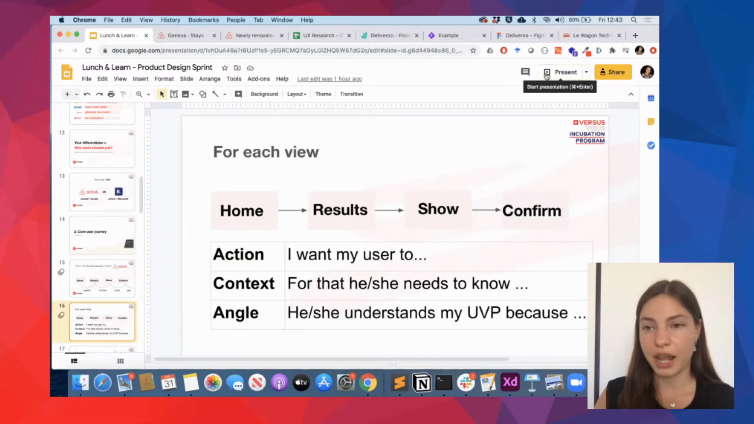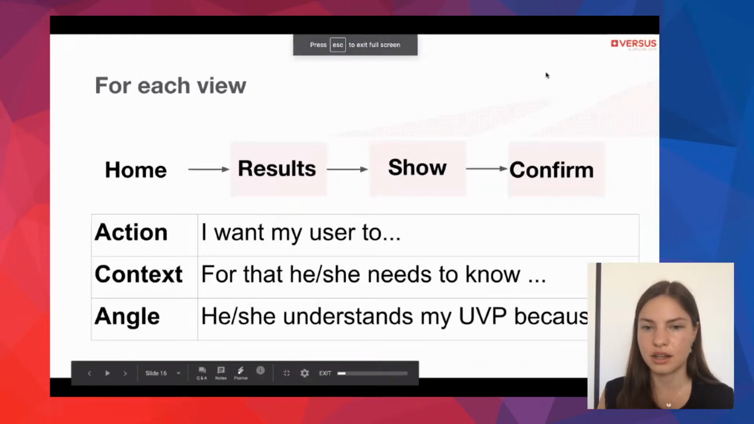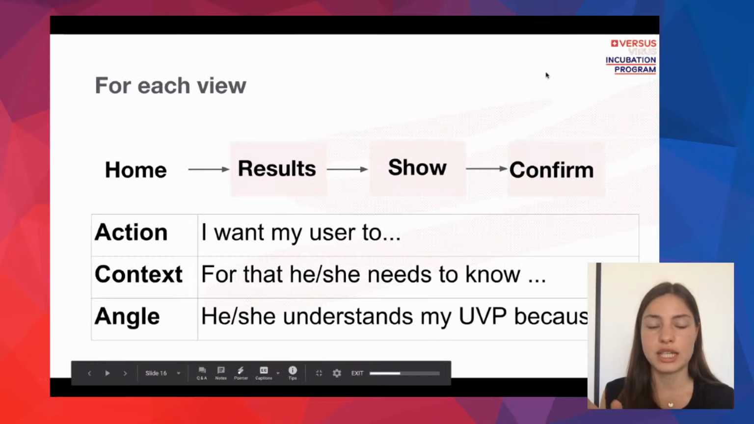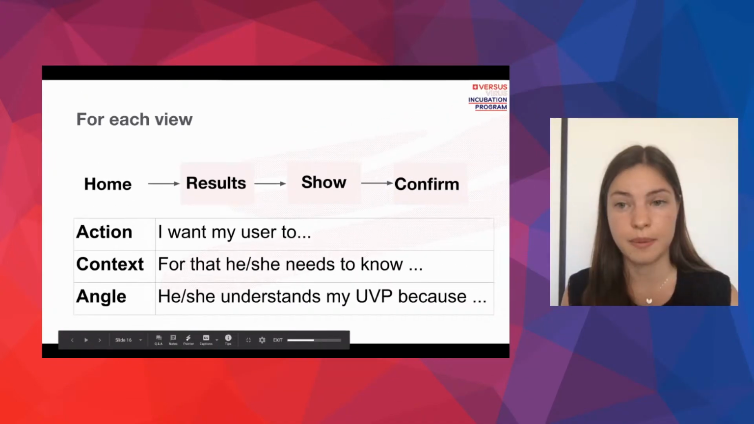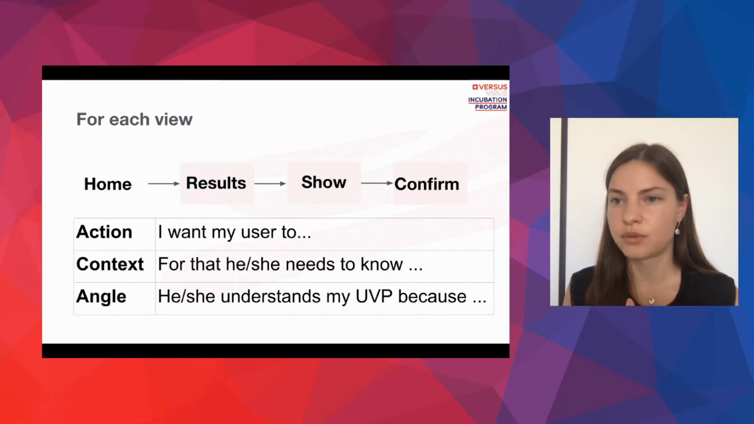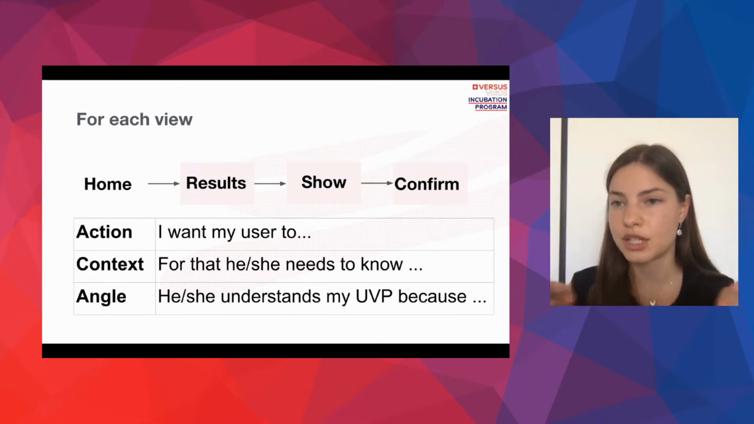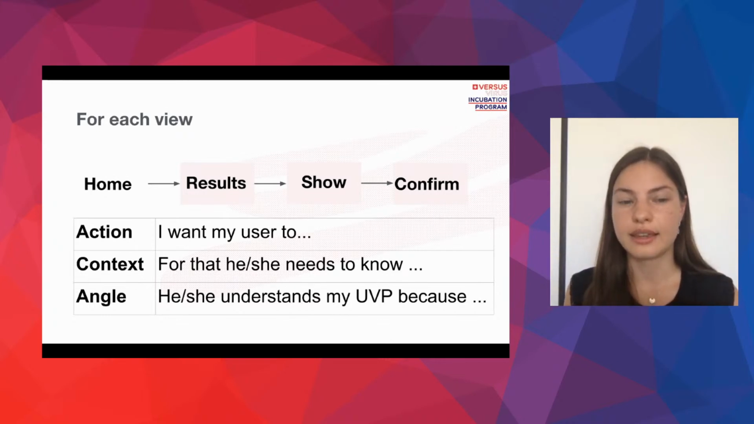So for each page, for each view, it is important to have three main components: the action, the context, and the angle. On the homepage of Airbnb, their action is, I want my user to book a flat. So on their main page, that was the first thing that we saw. And that's quite important.